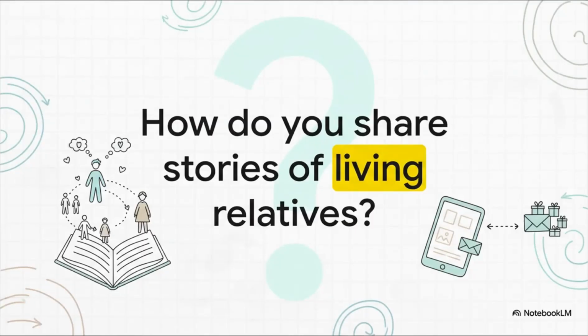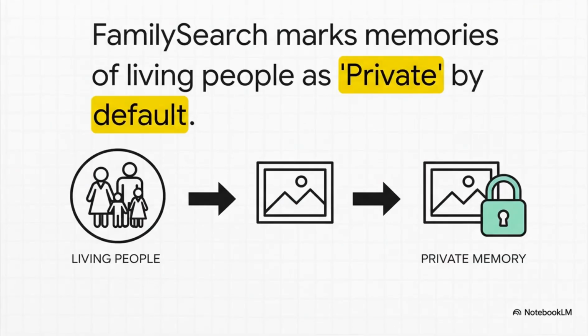So, picture this. You've spent hours, maybe days, writing these beautiful stories about your siblings or your kids or your grandkids. You upload them, you're all excited to share, and then you hit a brick wall. How do you get those precious memories to the very people they're about? And here's the main hurdle we all face, right? To protect everyone's personal data, FamilySearch automatically, by default, sets any memory attached to a living person to private. Now, it's a fantastic security feature, but it definitely creates our sharing challenge.